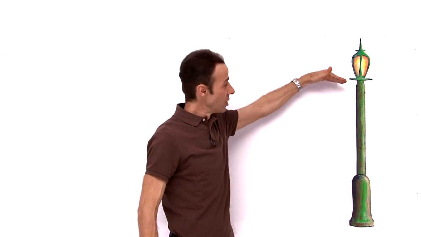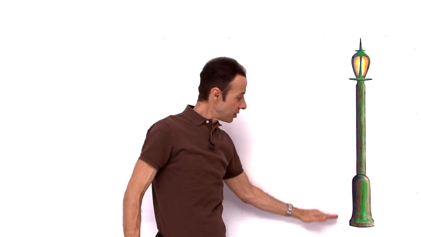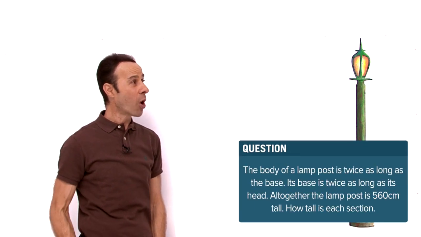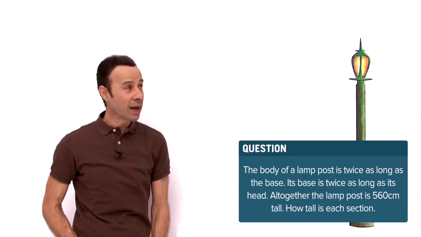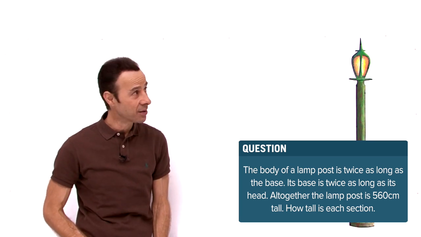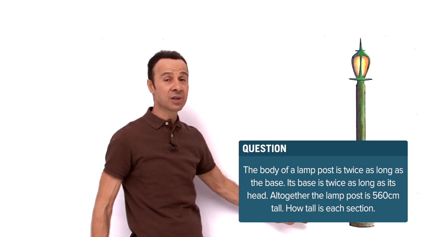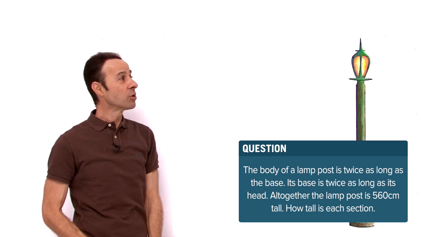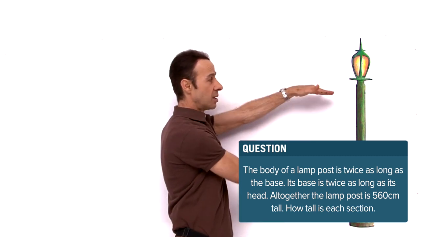So what is it about? Well, we have a lamppost and it's got 3 sections. It's got a head section, it's got a body section, and it's got this down below here called the base of the lamppost. So I'm just going to read the question out to you. The body of a lamppost is twice as long as its base. Its base is twice as long as its head. Altogether, the lamppost is 560 centimeters. Our task: how tall is each section?